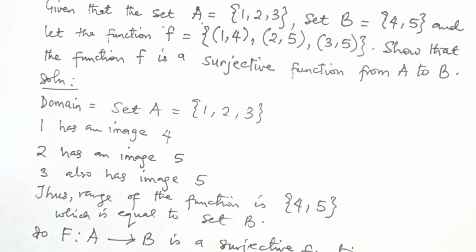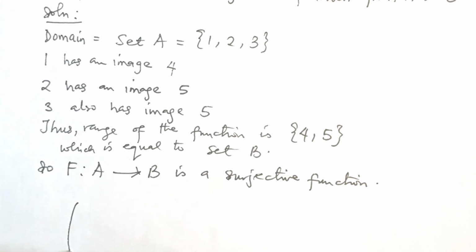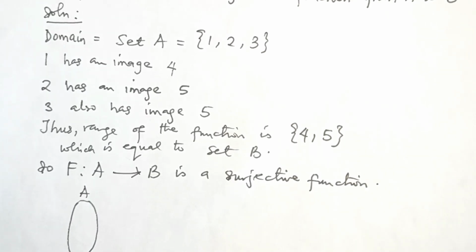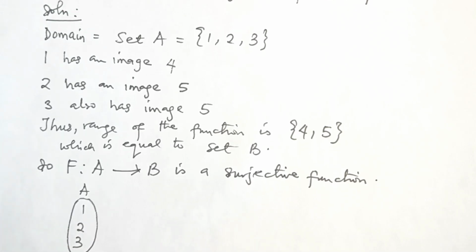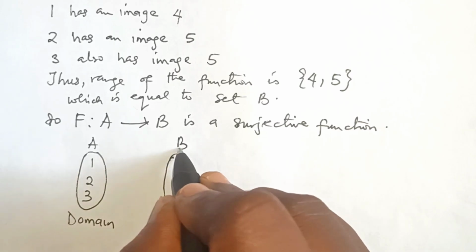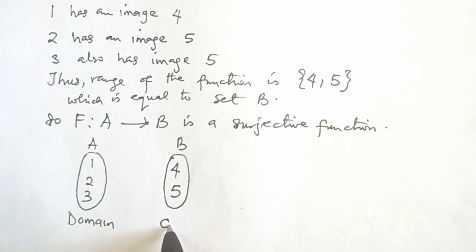Now we can draw the representation of this function. We have the first set A, the domain, with the elements 1, 2, 3. And the second set B with the elements 4 and 5. This is the codomain.